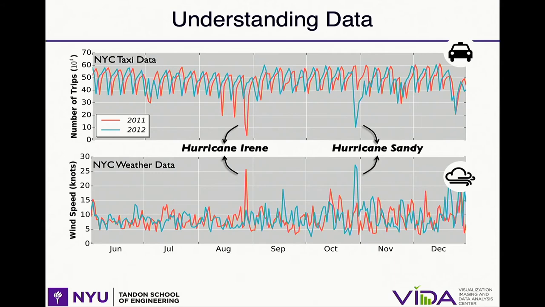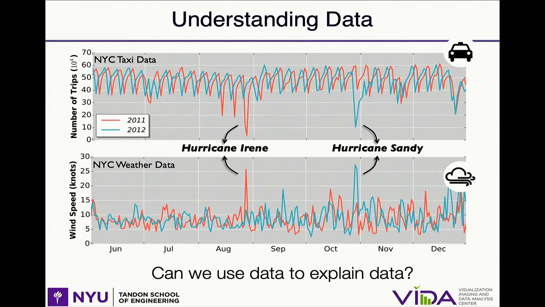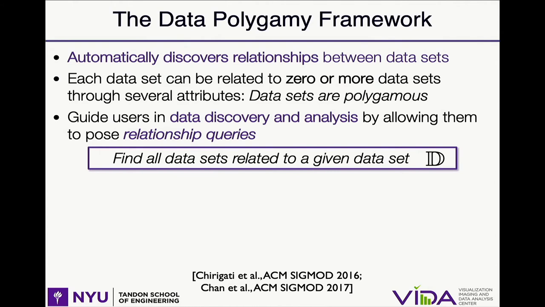And by looking at this plot, the question that we asked ourselves is, can we use data to explain data? If we're able to explain some of these weird values, it is likely to help us figure out whether that is a data quality issue or a real feature. So this is what motivated us to develop what we call the data polygamy framework. And it's not because I lived in Utah, okay?